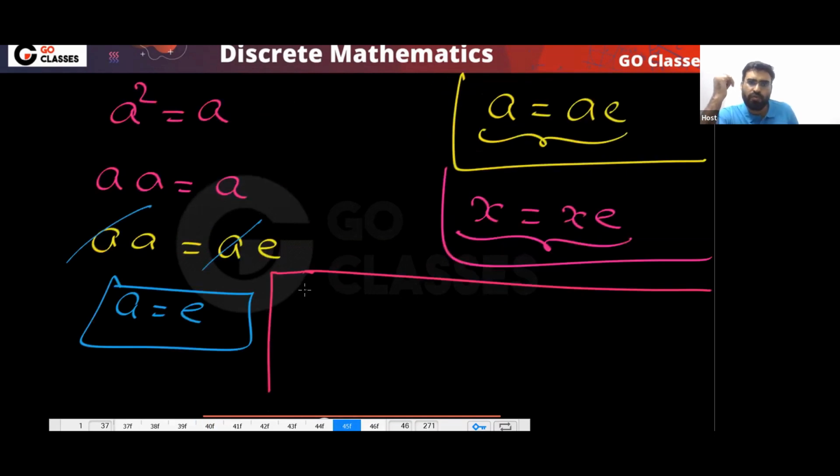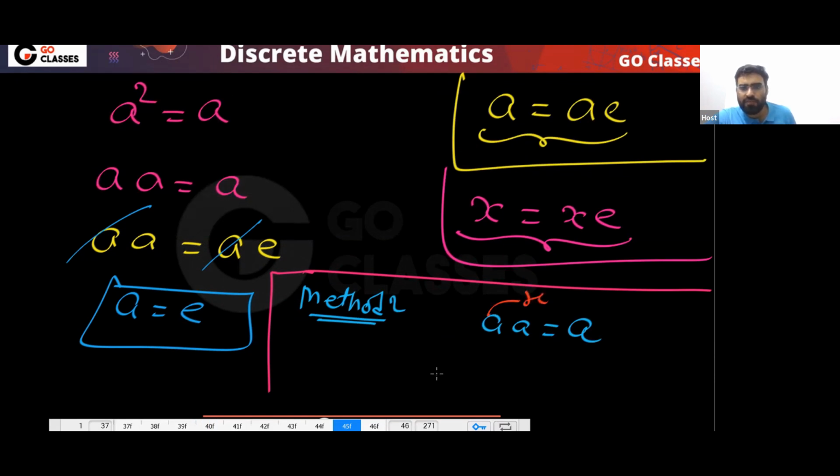Alternative, so proof 2 or method 2. What is method 2? AA is already given to us as A. So this will have a unique solution. You can think of this as your X. Then what can I say? This will have a unique solution, and that will be A inverse, and that will be E. And remember, this is the unique solution.